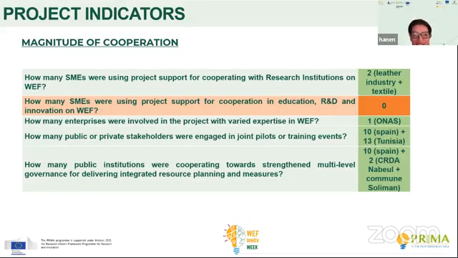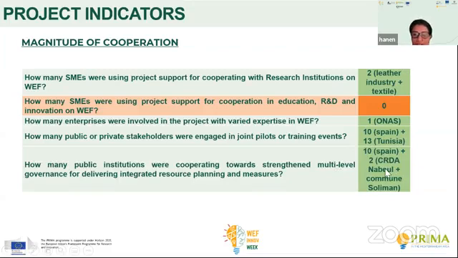Okay. For project indicators, we have, for example, how many SMEs were using project support for cooperation in research institutions. We have 2 industries focused in our project: leather and textile under one, which will focus also on agri-food activities. How many enterprises were involved in the project? If you consider us as enterprise, how many public or private stakeholders were engaged in joint pilot or training session? Our focus group is from Spain and Tunisia. How many public institutions are cooperating towards the strengthened multi-level governance for delivering integrated resource planning and measures?